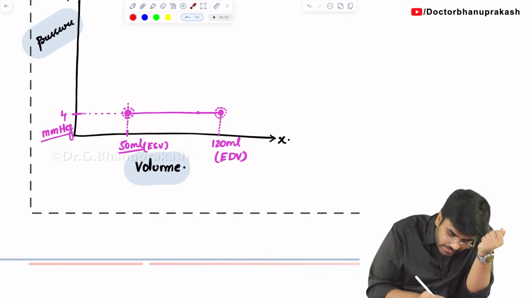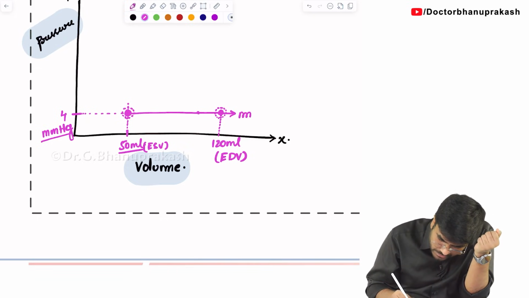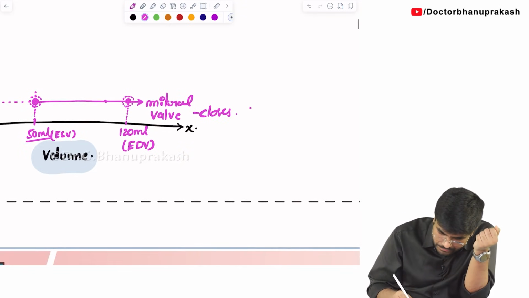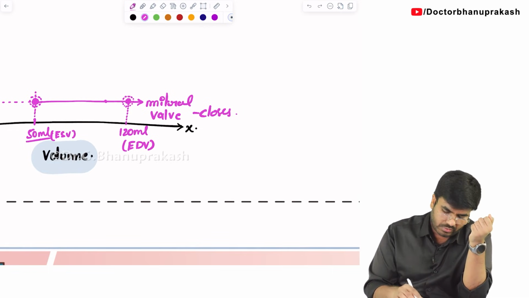At this point, listen carefully. At this point, which valve is going to close? Mitral valve. Mitral valve closes, creating which heart sound? S1 heart sound. Okay, creating S1 heart sound when the mitral valve closes.